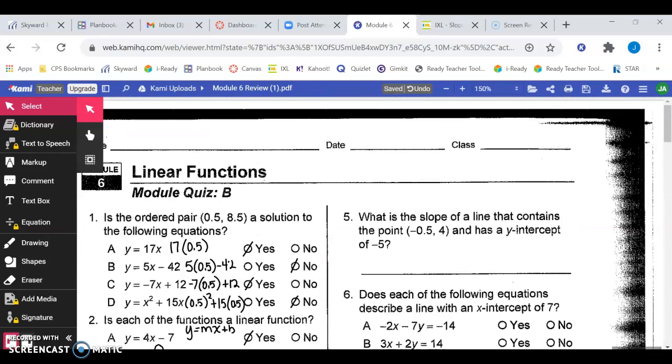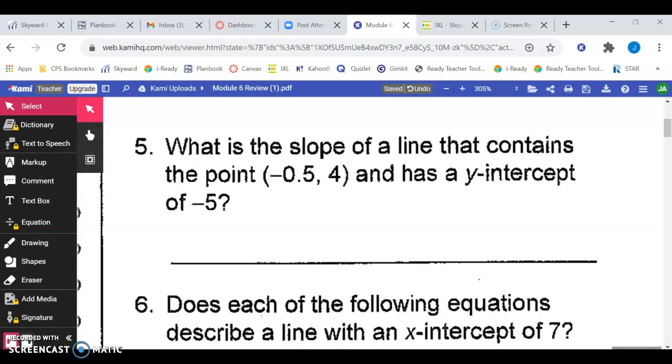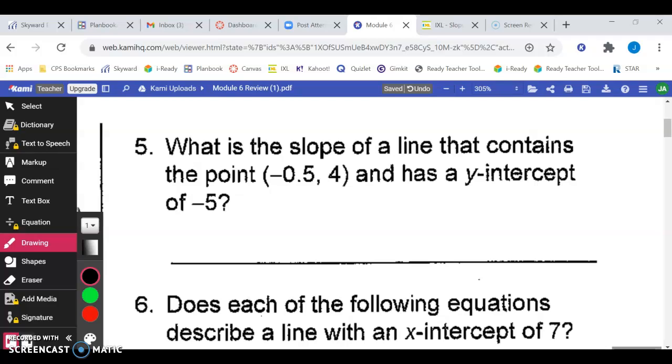Now over here, number 5, what is the slope of the line that contains this point and has a y-intercept of -5? So if we plug everything into y equals mx plus b, our y is 4. We don't know what our m is. We know our x is -0.5, and we know our b is -5. So I'm going to solve for m, so I'm going to add 5 to both sides.